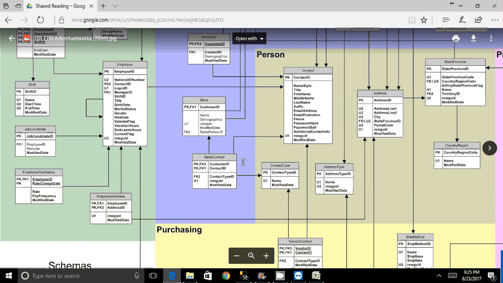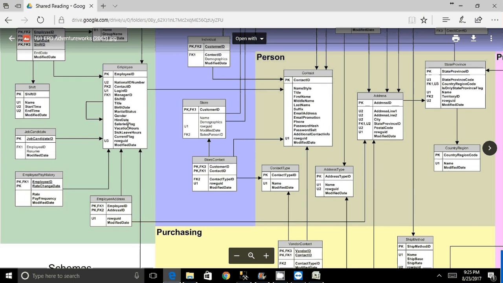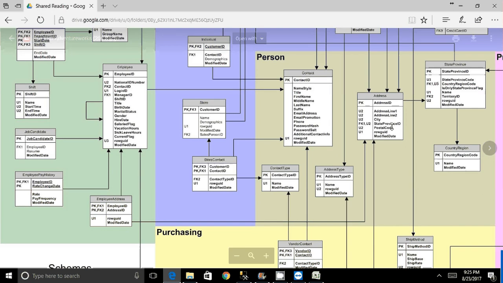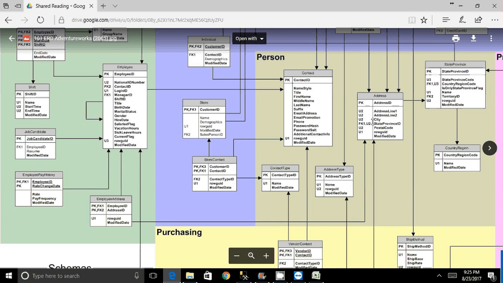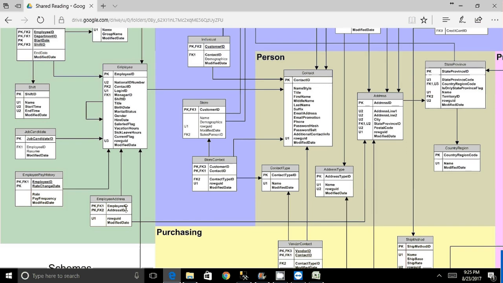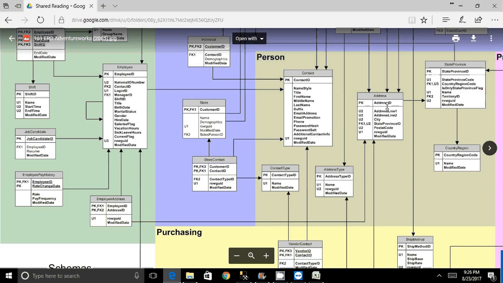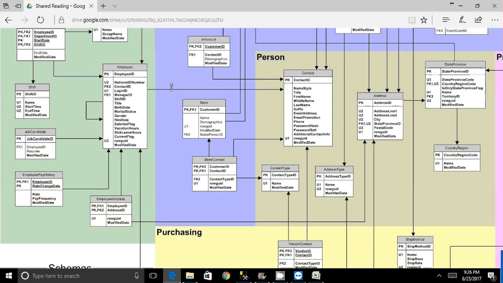Why didn't they do the same thing here? Why didn't they take the address ID and put it in this table, or take the employee ID and put it in here? Because it has a many to many relationship. When you have a many to many relationship, you do it in a separate table, and that table is called a junction table. It's a very important interview question. If you have a many to many relationship between two tables, how do you implement it? You implement it by using a junction table.